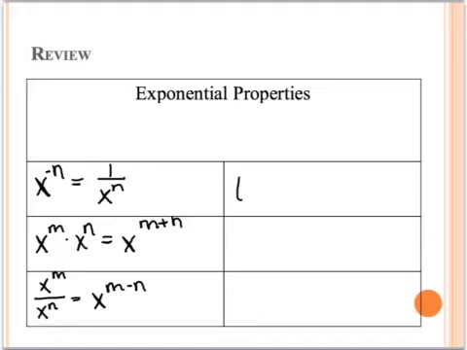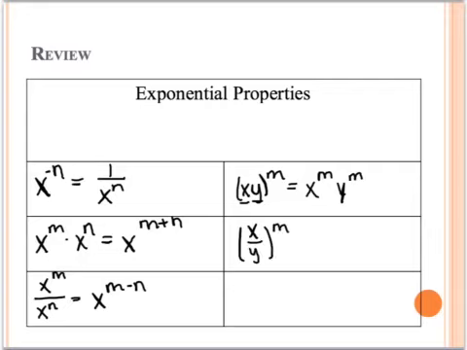Next one, if I have two factors raised to an exponent, we then want to raise each of these factors to that exponent. So this becomes x to the m, y to the m. What if I have a quotient raised to an exponent? Well, we do the same thing. The numerator gets raised to that exponent, as well as all factors in the denominator.